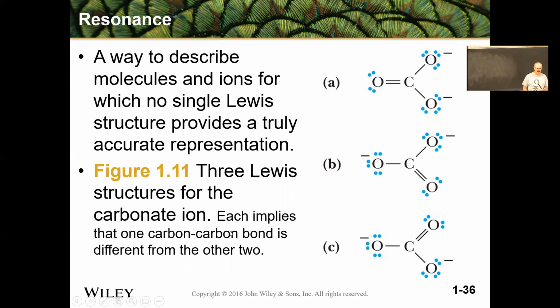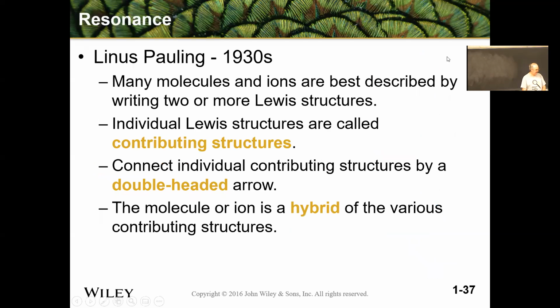Why do I say that? We can tell experimentally that a CO single bond is measurably longer than a CO double bond. The carbonate ion does not have two long bonds and a short bond. Instead, all three bonds have exactly the same length. They're closer to that of a single bond than a double bond.